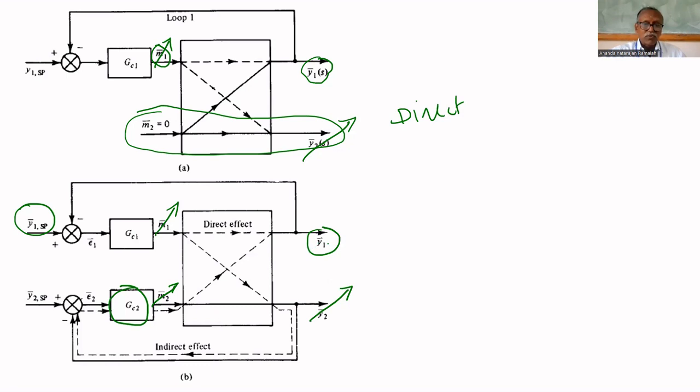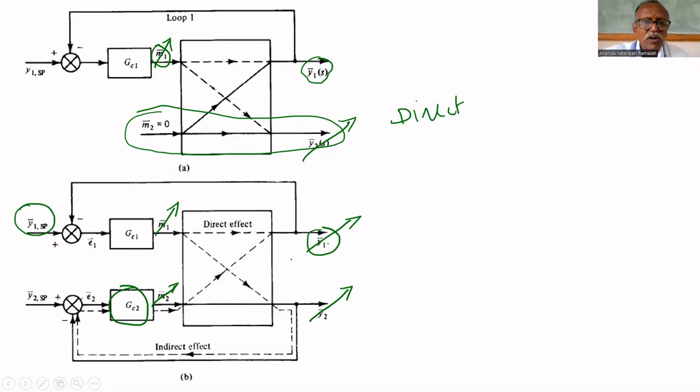Initially, there is a change in y1 only. Because of that, M1 is changed. Because of change in M1, y2 is now changed. While controlling y1, y2 is changed. Because of that, M2 is manipulated. Because of that manipulation of M2, y1 is deviated. So, this is called indirect effect of interaction.